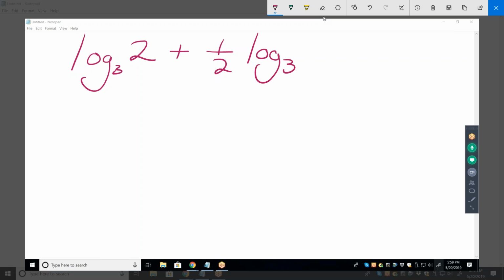Log base 3 of 2 plus 1/2 log base 3 of y. Okay. Now, when you're condensing, I have found the best first step is to get rid of those leading coefficients. In other words, this 1/2. Let's get rid of it first.